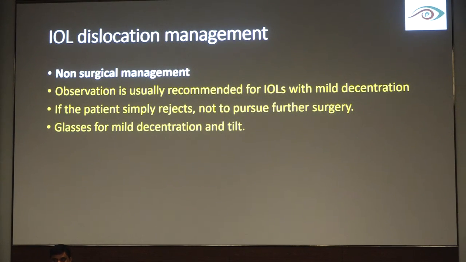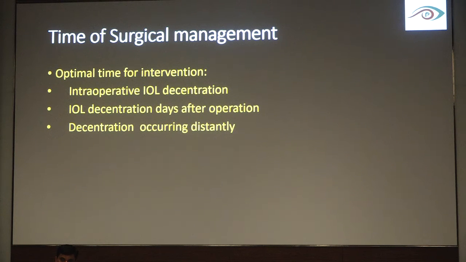So how are we going to manage it? If it is a very small amount of decentration and the patient is asymptomatic, you can just leave it and keep observing. But the time the patient is symptomatic, you can take it up anytime. You don't need to wait it out. If it's already on the table and you're seeing half of your haptic is cut, there's no point leaving it for a long time, and then it is going to be a mess to take it up.